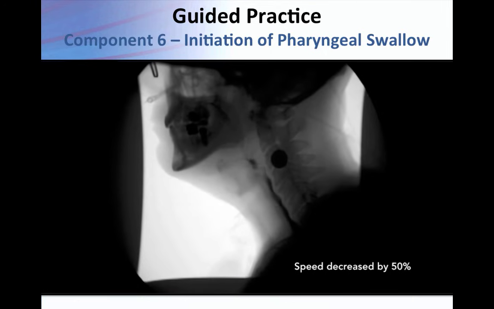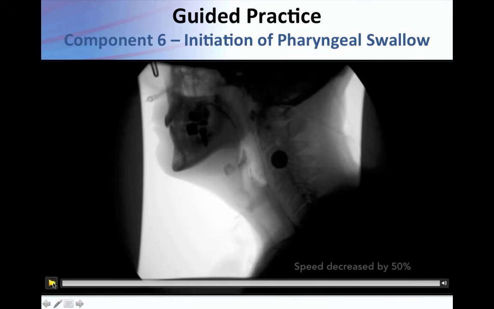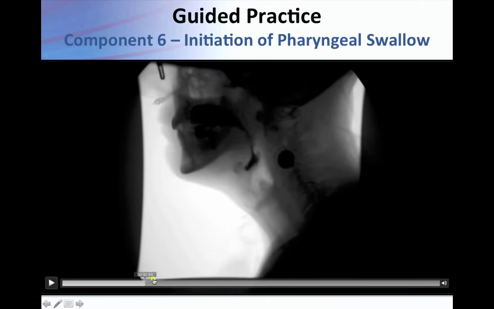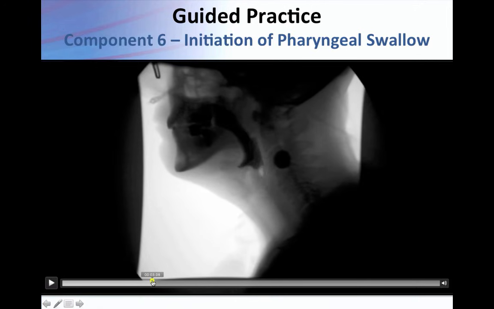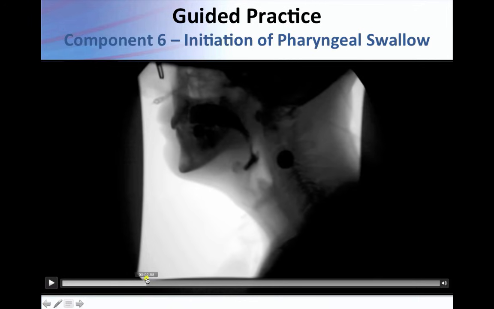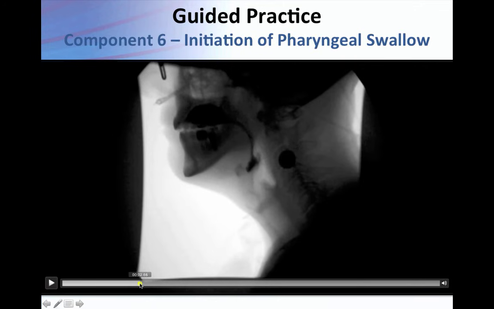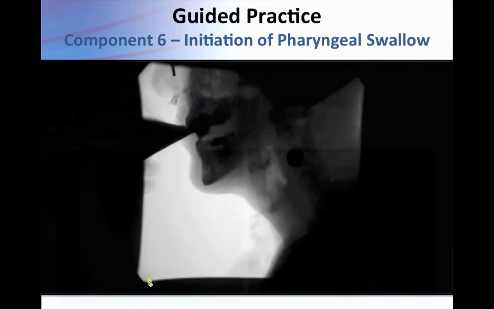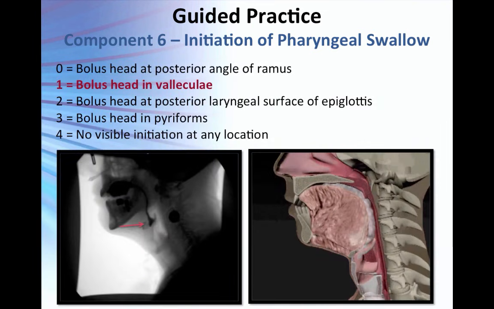And I think it's pretty clear that the head of the bolus is in the vallecula, does not go beyond the vallecula here at the point when the hyoid begins its brisk excursion. There goes the hyoid. Okay, so it's already moving. Head of the bolus is in the vallecula, and there goes the hyoid. And that would be a score of 1, bolus head in the vallecula.